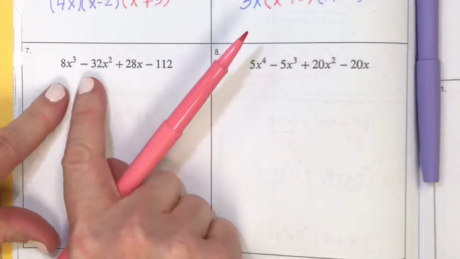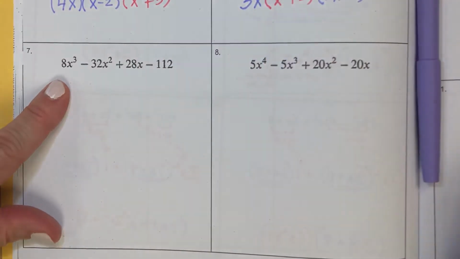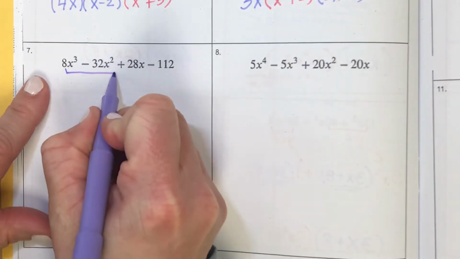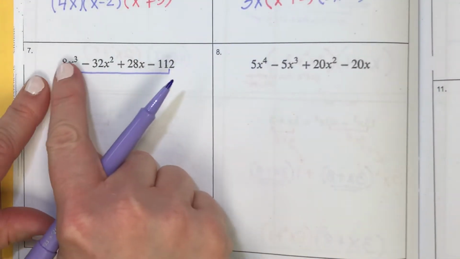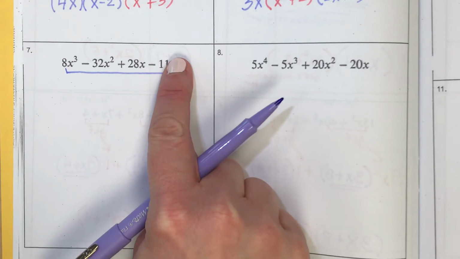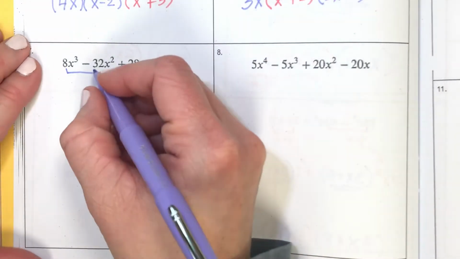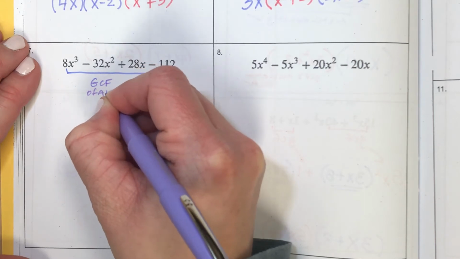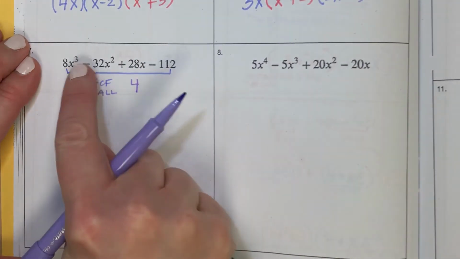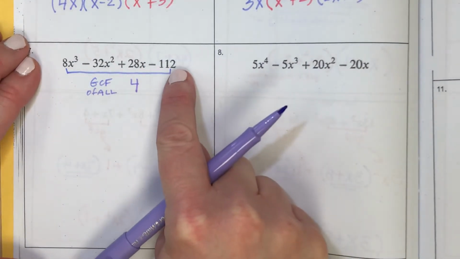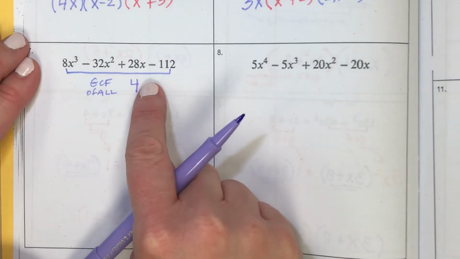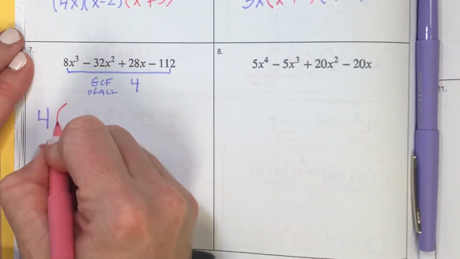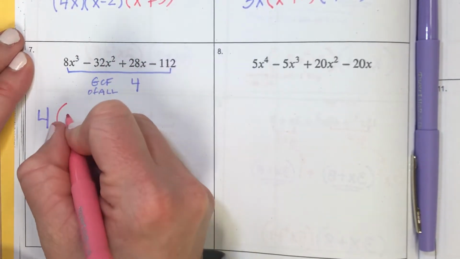So I'm going to look at all of my terms and see if there's any number that I can take out of all of my terms. And each of these numbers, all of them are divisible by the number 4. And I don't have x's to take out from every term, so this polynomial is only going to have a number as its GCF from all the terms. So let's divide all of these numbers by 4.